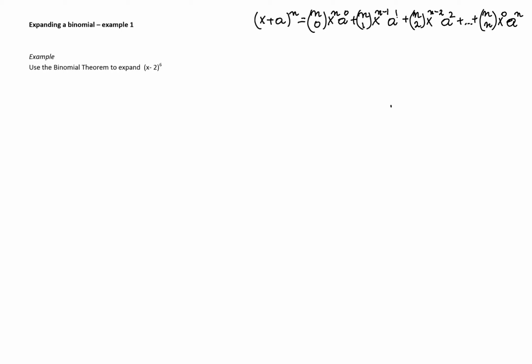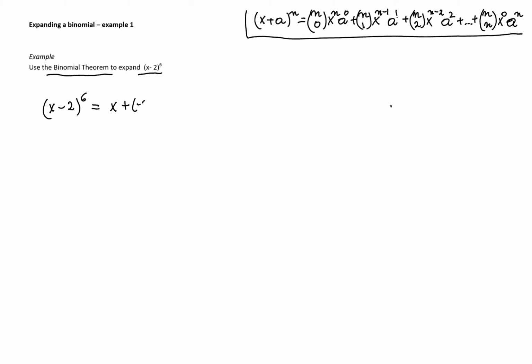In this example, we will use the binomial theorem to expand x minus 2 to the power 6. The binomial theorem in the expanded form is written on the right. So we'll start with writing our binomial in the desired form, which is as a sum. So we'll have x plus negative 2, and everything to the power 6. And therefore, we'll have to apply the formula with a equals negative 2 and n equals 6.